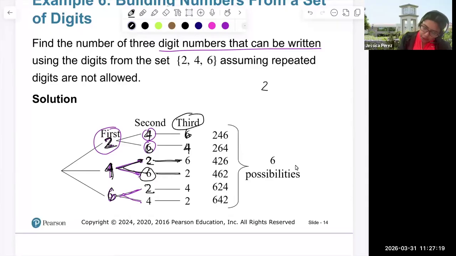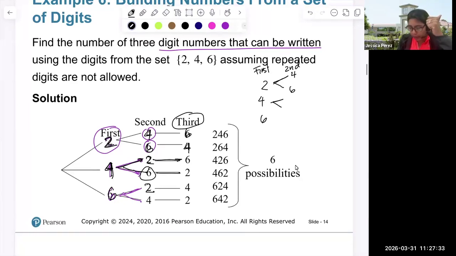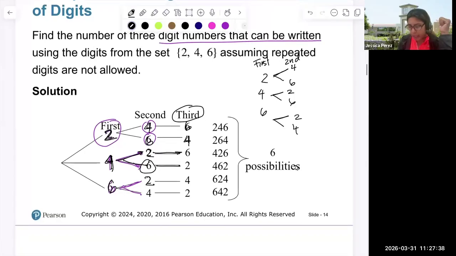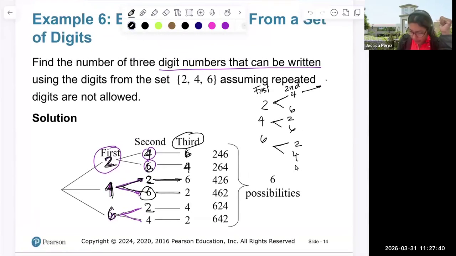So again, for the first option, all of them are available, right? So 2, 4, and 6, that's the first choice. The second choice, the second digit, well, what do you have remaining? 2, 4, 6. So 4 or 6. If you already chose a 4, then you only have a 2 and a 6. And if you already chose a 6, then you have a 2 and a 4. Now the third digit, the only one remaining would be the 6.